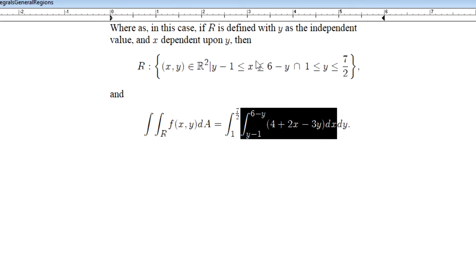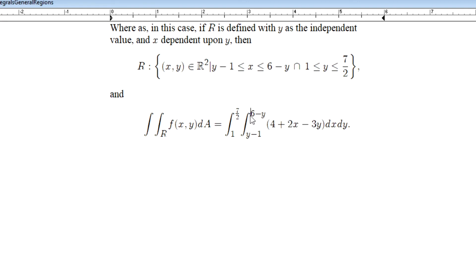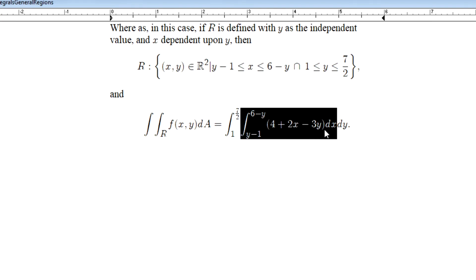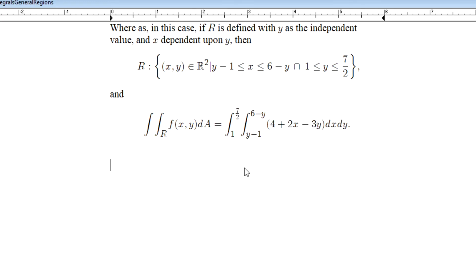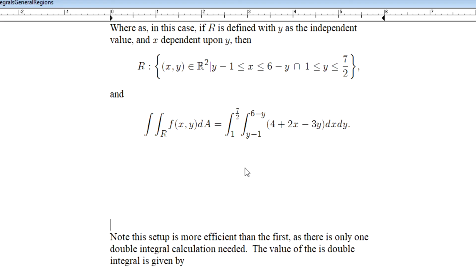Our innermost integral is going to happen with respect to x across the bounds given by these functions of y: y minus 1 on the lower end, 6 minus y on the upper end. Once we find the antiderivative of this statement with respect to x and evaluate it across these bounds in terms of y, the result is going to be a function of y, where we can now come back and perform our second iteration of integration with respect to y, and then evaluate it across the bounds of y from 1 to 7/2.